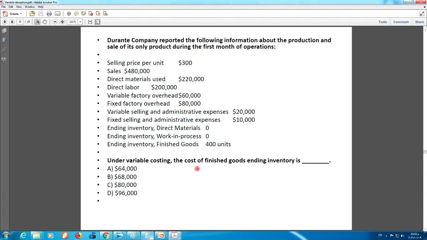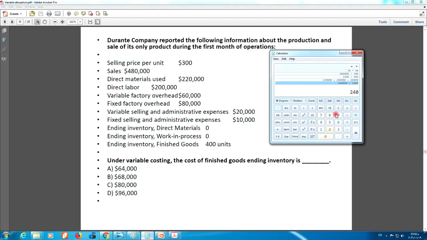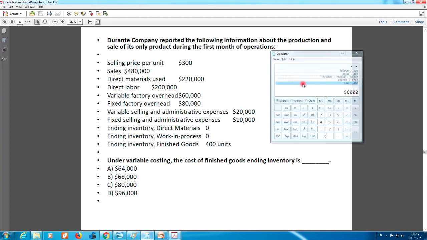Under variable costing, the cost of finished goods ending inventory is the 240 multiplied by the number of units in ending inventory. Ending inventory finished goods 400. So 240, the variable manufacturing cost per unit, multiplied by 400 units in ending inventory equals 96,000. The answer is D.